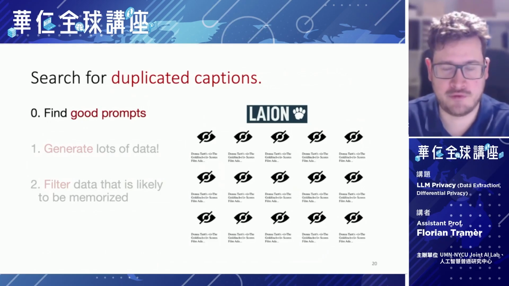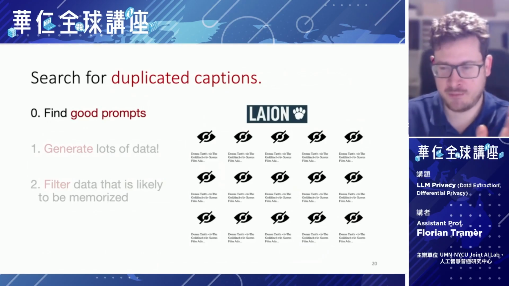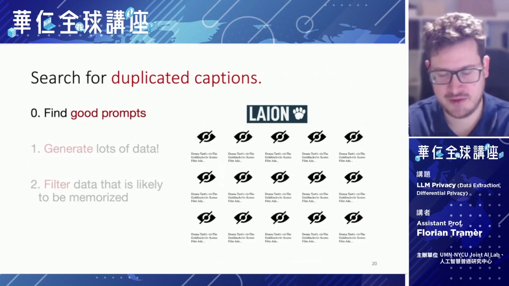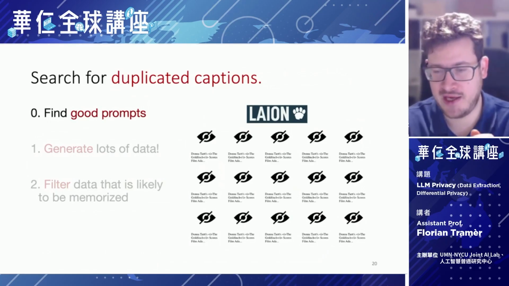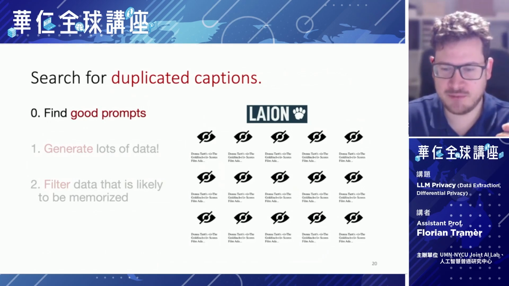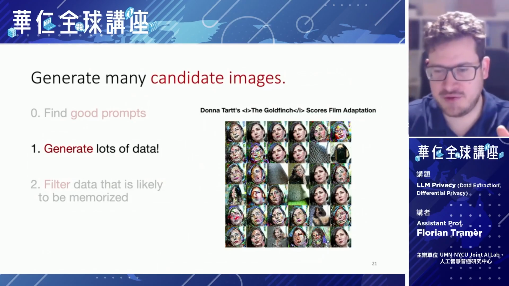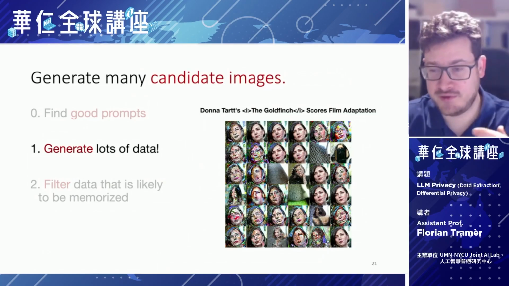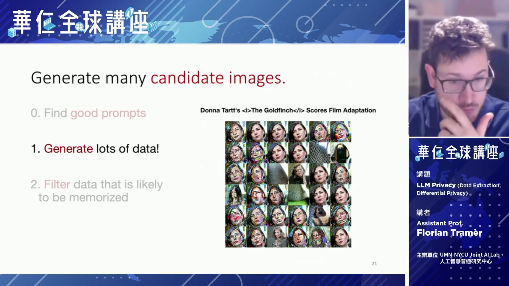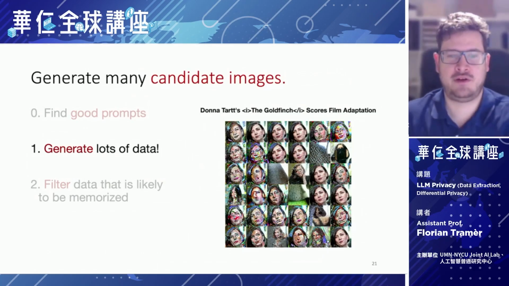So here there's an example of a caption. We didn't actually look at the images, we just looked at the caption. This caption, Donna darts the goldfinch, scores blah blah blah, appears many times in the training set, and so we hypothesized that these types of captions, these types of images that are highly duplicated in the training data, would be more likely to be memorized. So then we just prompted the model many times to generate images with this prompt. And you can already see here that there's evidence of memorization. But because we did this for thousands, millions of different prompts, we wanted a way to automatically detect whether we found evidence of memorization or not.